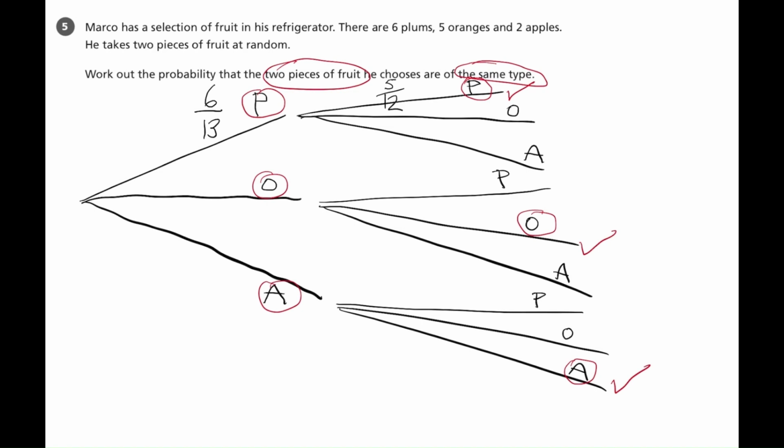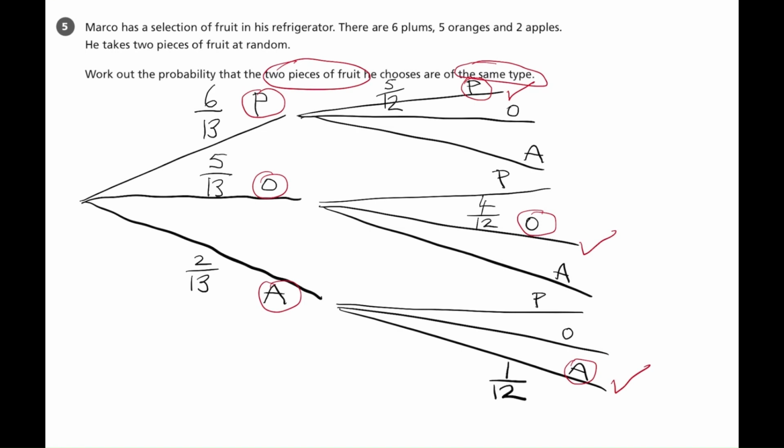If we return to the first piece of fruit, there are 5 oranges out of 13 pieces of fruit. If we remove an orange, then we have 4 chances out of 12 of an orange. And finally, when we take the first piece of fruit, we have 2 apples out of 13. If we remove an apple, we've got 1 apple left and 12 pieces of fruit.